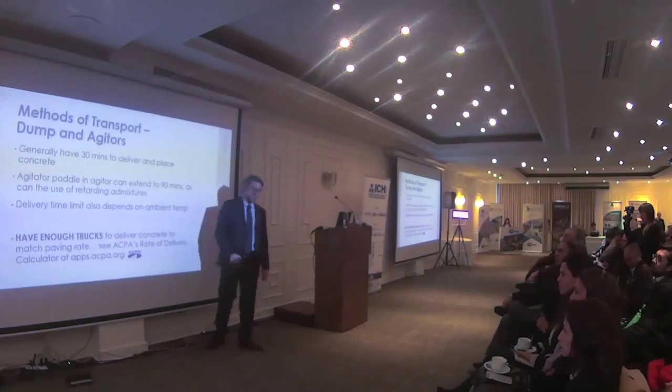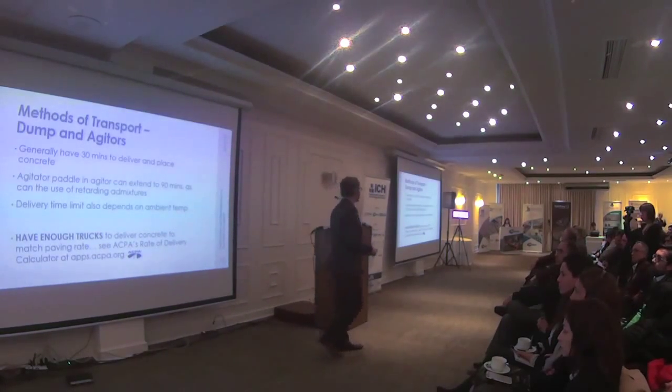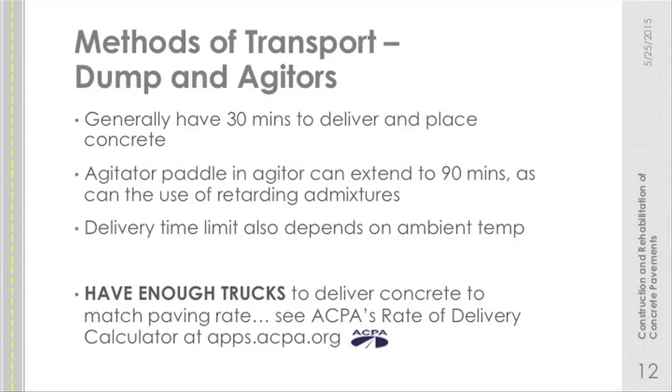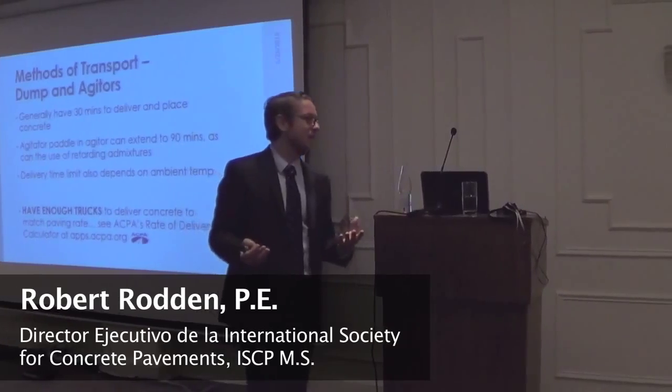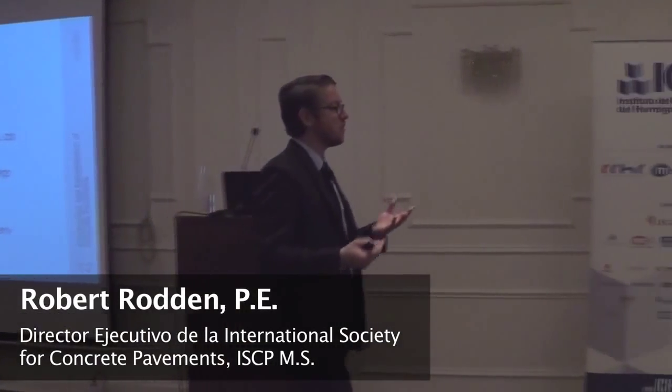You need to make sure you have enough trucks to supply the paving operation. So that's another one of those simple web tools that ACPA has. It's a rate of delivery calculator. So based on the forward speed of paving that you're intending to have, you need to match the supply of concrete to that, which is dependent on the thickness of the pavement and its width, and the volume of the delivery trucks themselves.